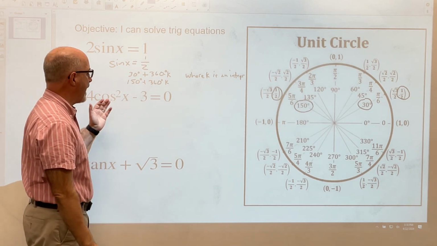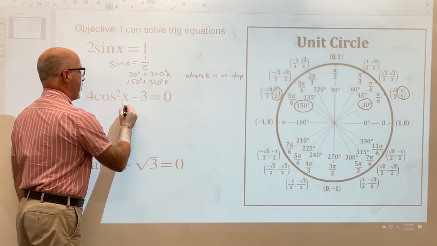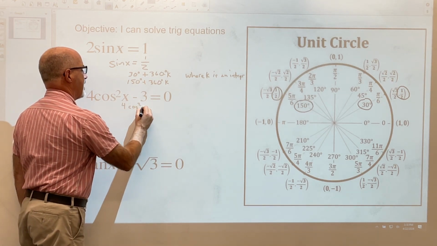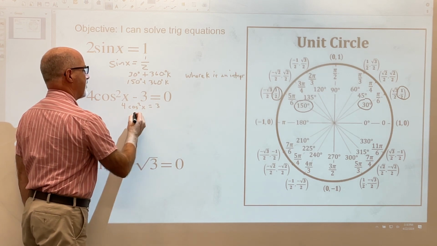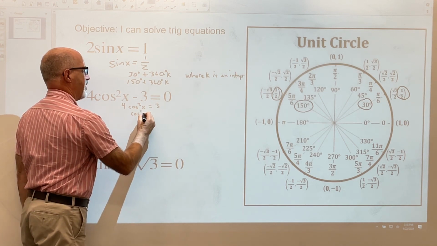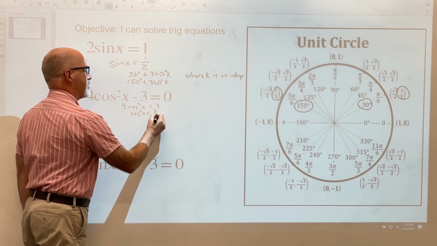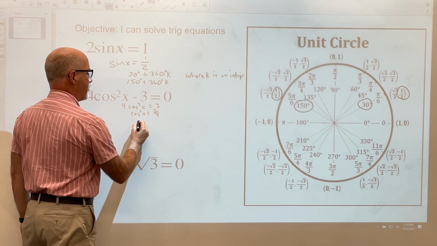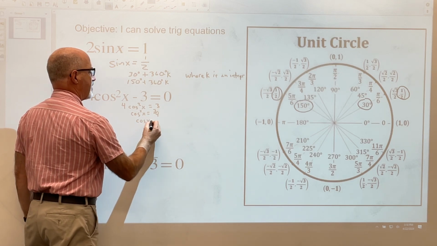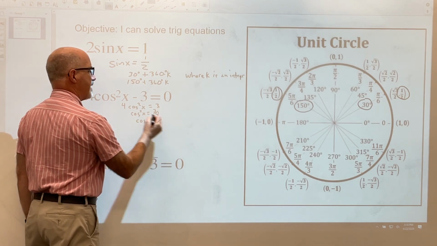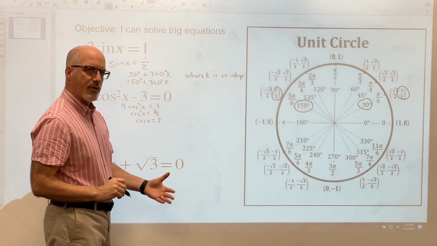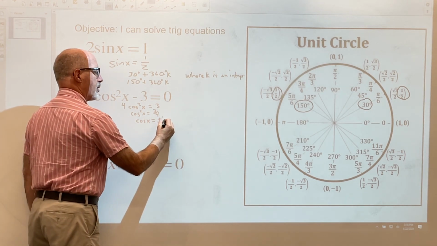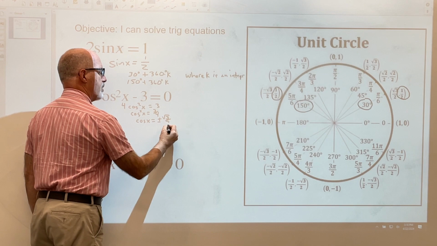Let's go ahead and add 3 to both sides to start our solving process. 3 cosine squared of x equals 3. Divide by 4. Cosine squared of x is equal to 3/4. And then I go ahead and take the square root of both sides. So cosine of x is going to equal plus or minus, because we're taking the square root of both sides, and then we'll have the square root of 3 over 2.